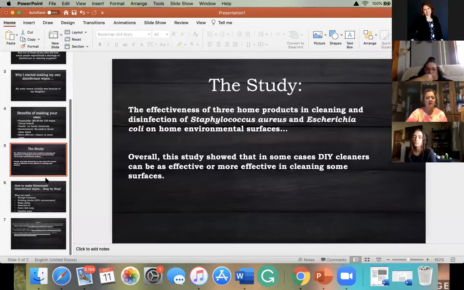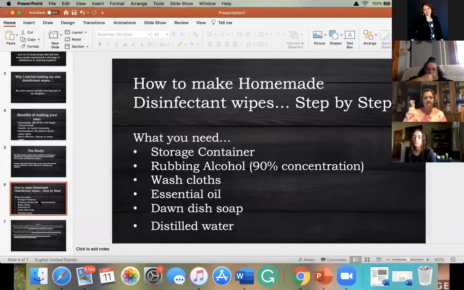So if we go on, how to make homemade disinfectant wipes step by step. What you would need is a storage container. You can use glass, you can use plastic, you can reuse. It doesn't matter as long as you can have a lid on it so it doesn't dry out. Rubbing alcohol. I'm a Sam's lover, so you can get a 2-pack for $3.94. But it has to be at least 90% concentrated.